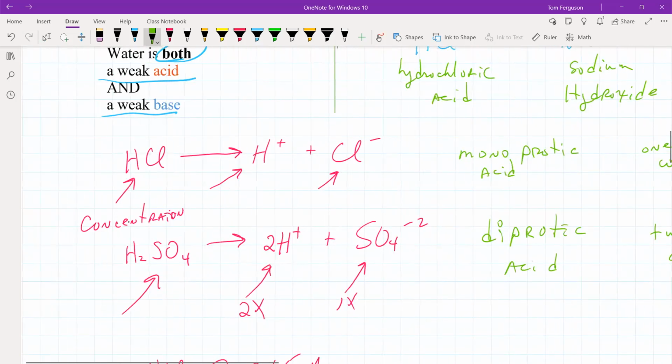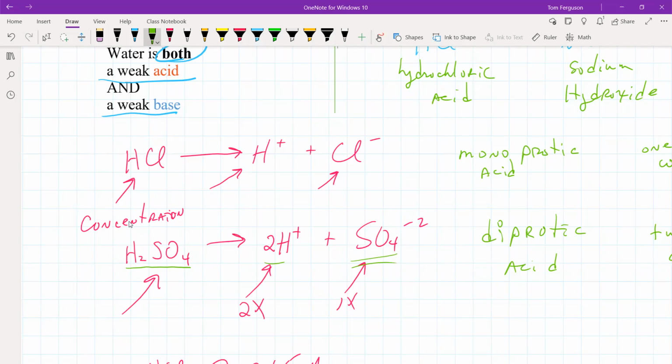So sulfuric acid is an example of a diprotic acid. So when you balance the equation for that dissociation, whatever the concentration of this is, you get twice as much H plus. So if you have a 1 molar solution of sulfuric acid, you're going to end up with a 2 molar solution of H plus and a 1 molar solution of the sulfate.